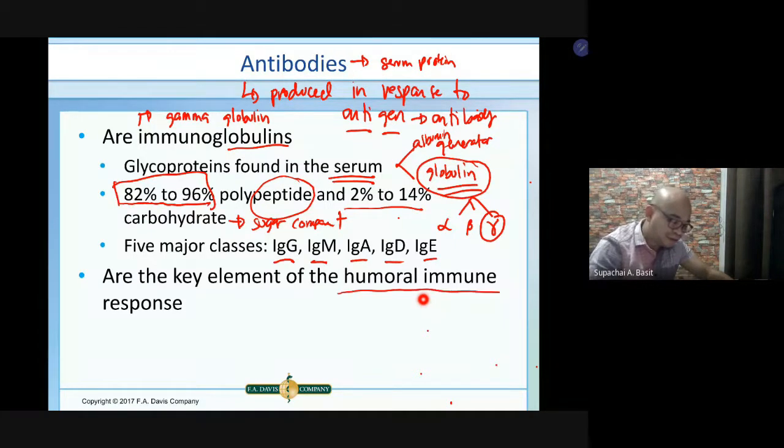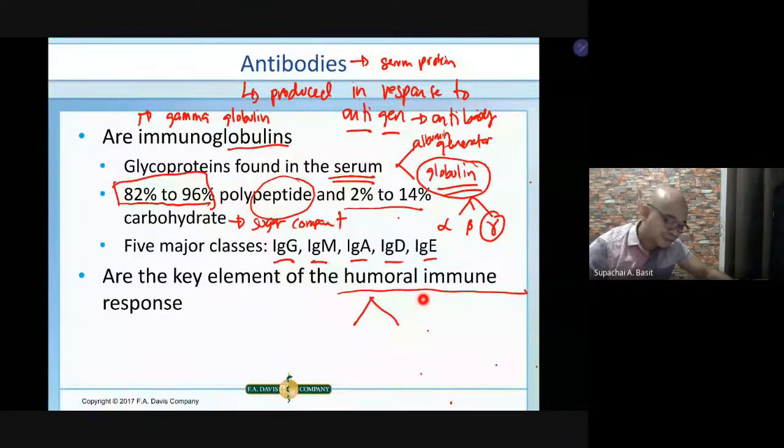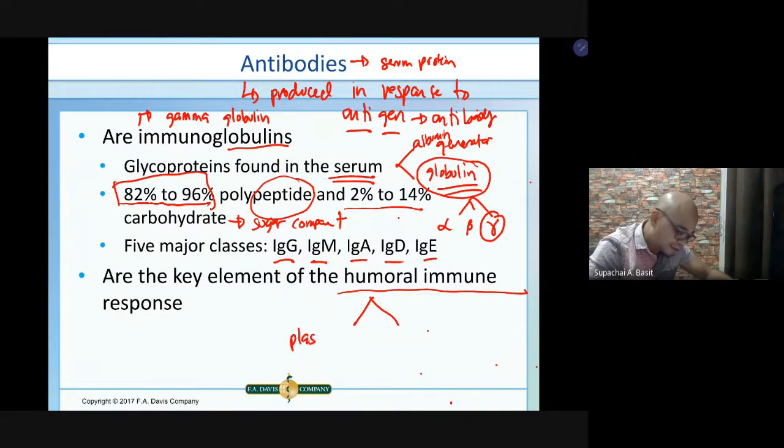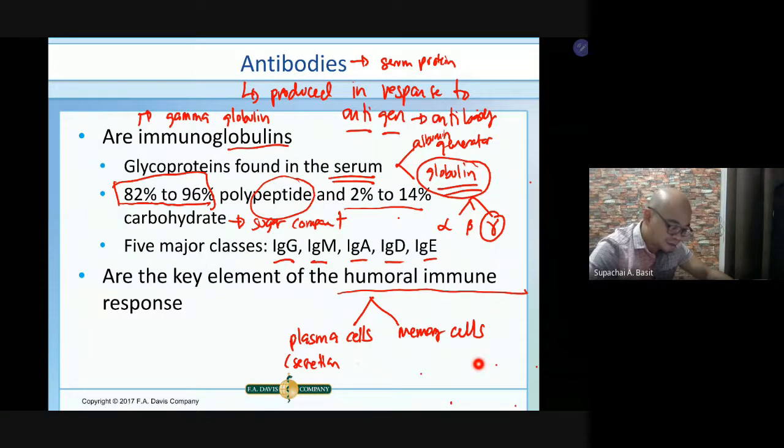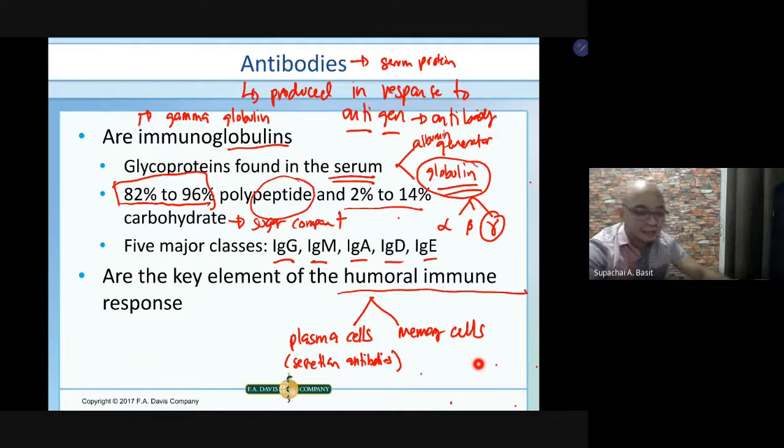So when you say humoral immune response, there are 2 important cells involved here. These are the plasma cells, and the other one is the memory cells. Plasma cells are important for the secretion of antibodies, while the memory cells, of course, are important for an anamnestic response.